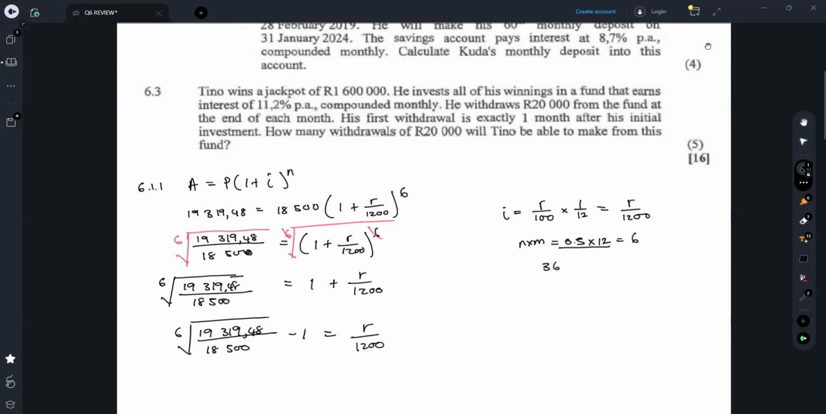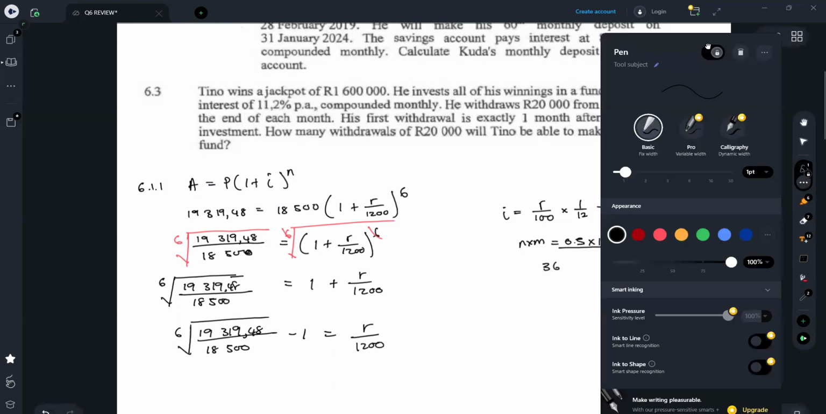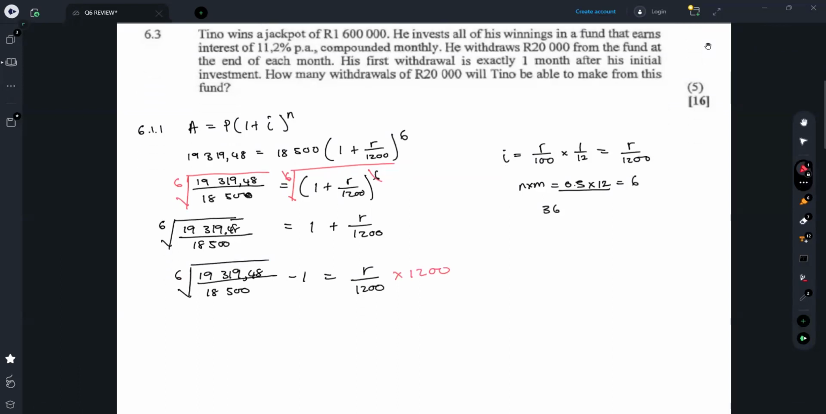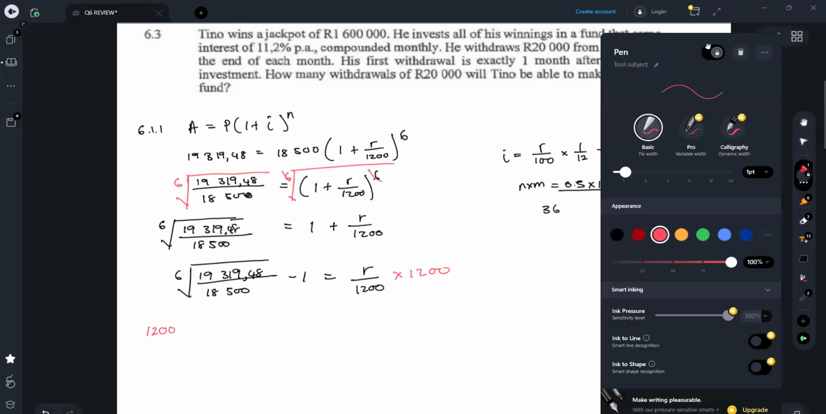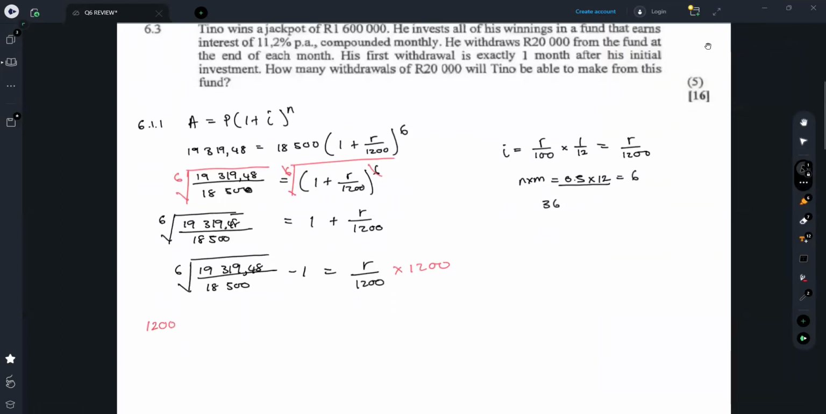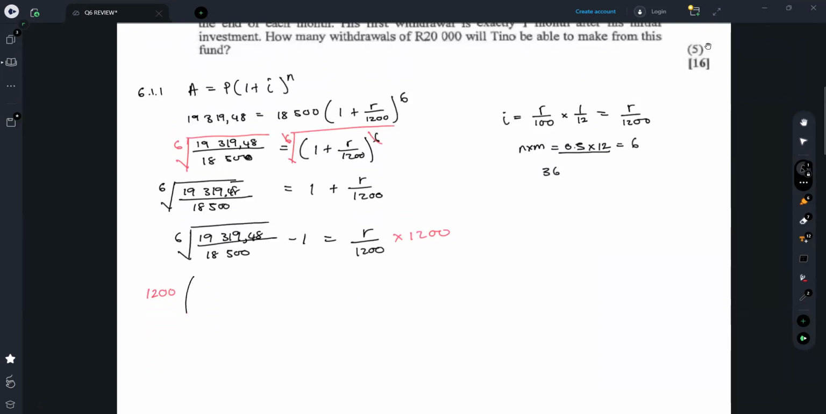Okay, so now I want to remove this 1,200. So I'll multiply by 1,200 on both sides. Now I want you to be careful with this one. When you multiply, remember that on the left we have two terms, isn't it? So I'm going to have my 1,200 on the outside, which is going to multiply the entire thing that was on the left, which is going to be the 6th root of 19,319.48 all over 18,500, and we have a negative 1 right there.